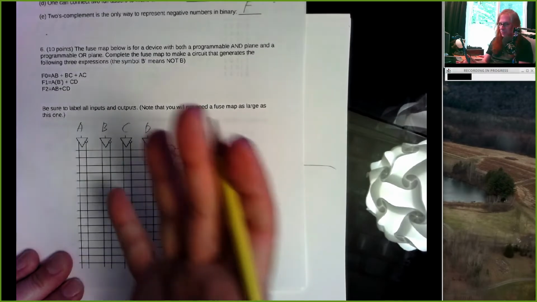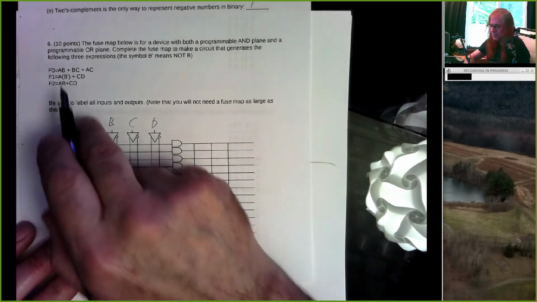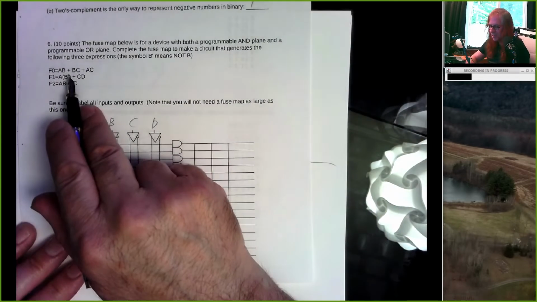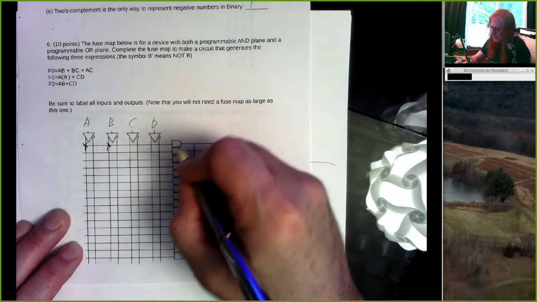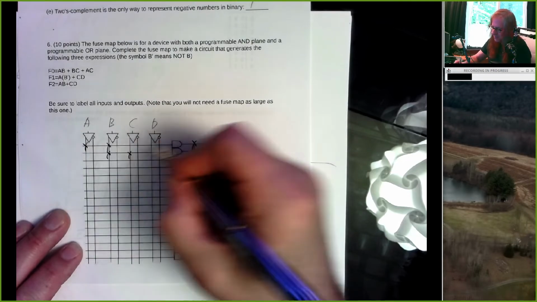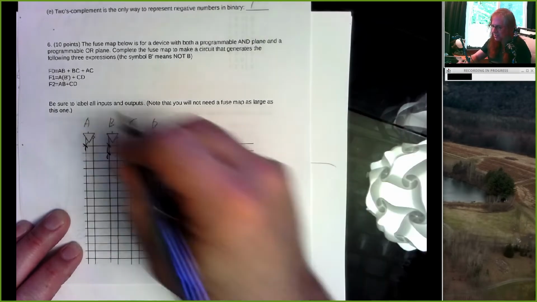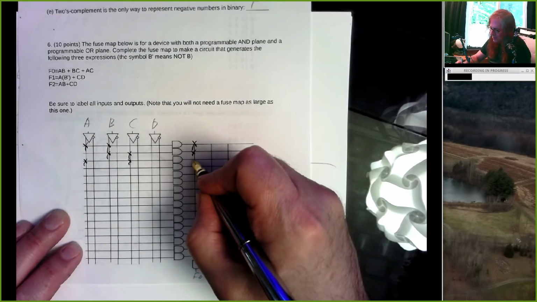And so we've got a programmable AND plane and OR plane. Now you can draw these with dots or X's, I don't care. I'll go ahead and do X's, just because it's more fun right now. So F0 is going to be a sum of 3 terms, AB. So I'll go ahead and mark off AB, and that's this line right here. BC, so I'll mark off BC, and that comes out of this AND gate. And AC, so I'll mark off AC, and that comes out of this gate.